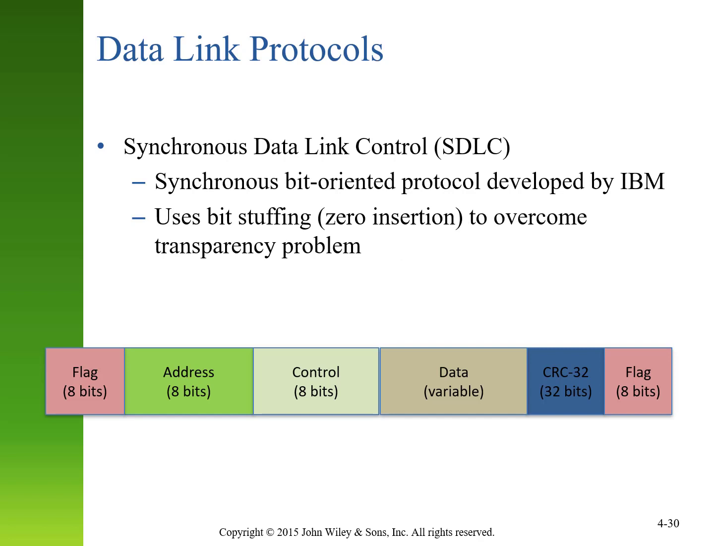SDLC was developed by IBM, and it starts with a flag, which is always 0, 111, 111, 0. It's then followed by 8 bits which represent the address where the message is supposed to go, 8 bits of control, a variable length of data, followed by 32 bits of CRC, so our error detection, and then followed by the same flag of 0, 111, 111, 0.